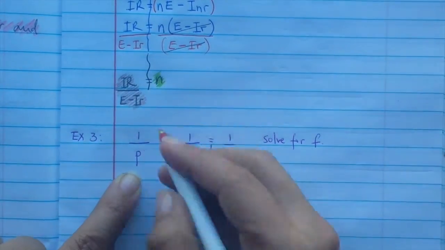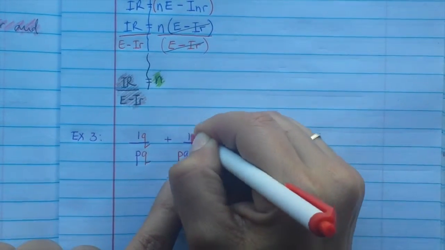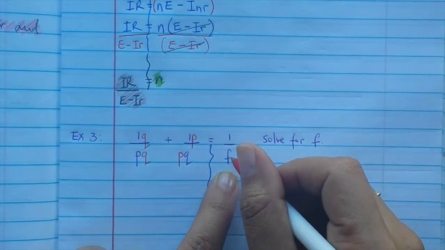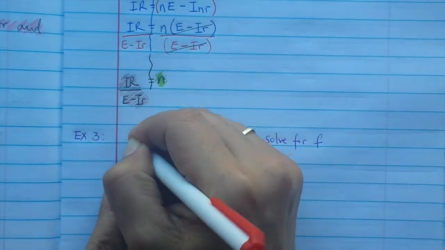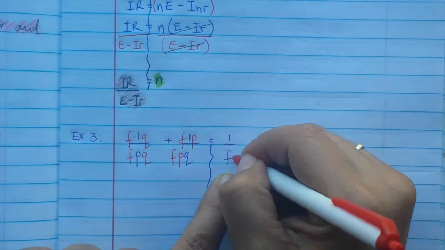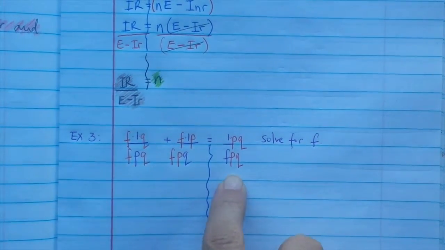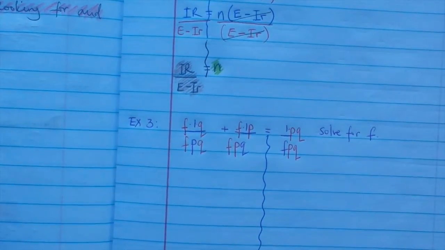Alright, so again, make all the denominators the same. So put a Q, put a Q. I need a P there, so put a P, put a P. I need an F on all of them, so let me go ahead and put an F on the top, F on the bottom, F on the top. And then on this one, I need P and Q, so P on the bottom, P on the top, Q on the bottom, Q on the top. Alright, we're solving for F. Now that the denominators are the same, they're done.